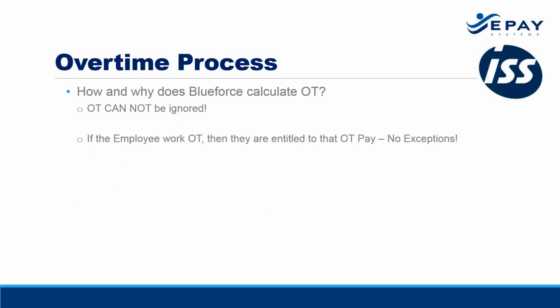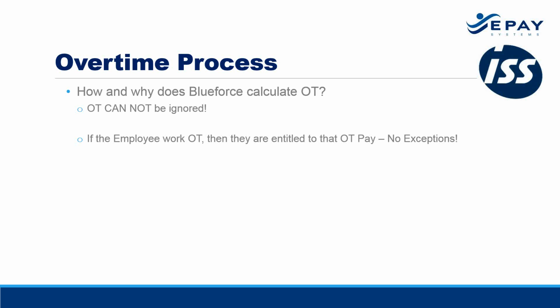Now, one thing to keep in mind, regardless of which way we're doing overtime, overtime cannot be ignored. We cannot make a side deal with the employee and say, work a couple extra hours for me, it's overtime, understand, but I'll take care of you with an extra day off later, or we'll add a few extra hours at regular rate next payroll. That is actually illegal, and we cannot do that. If overtime is earned, it must be paid per the OT rules. If the employee works overtime, they are entitled to OT pay, no exceptions.